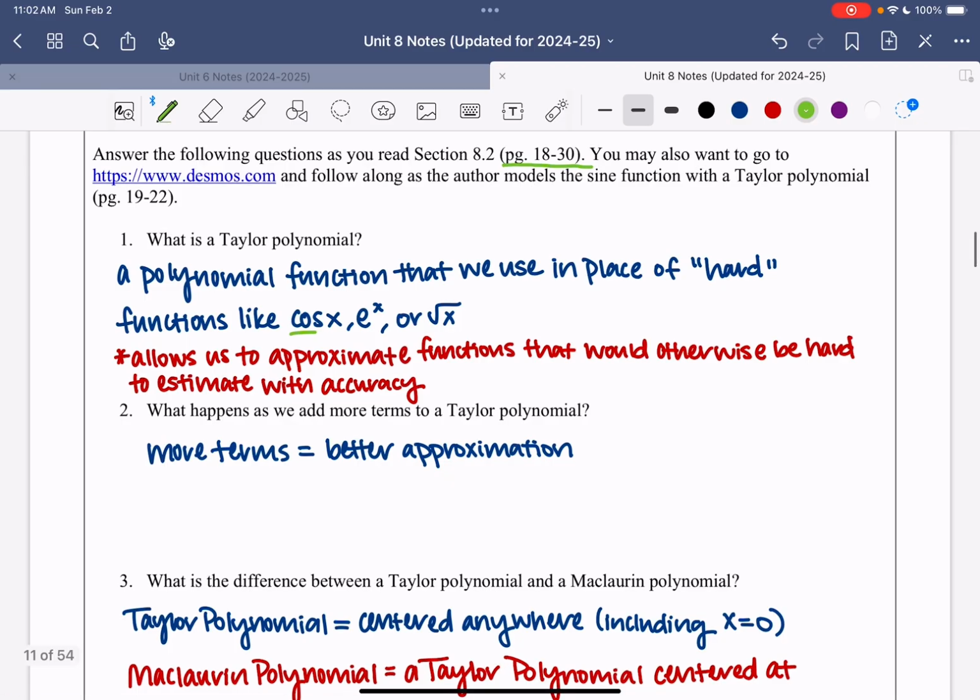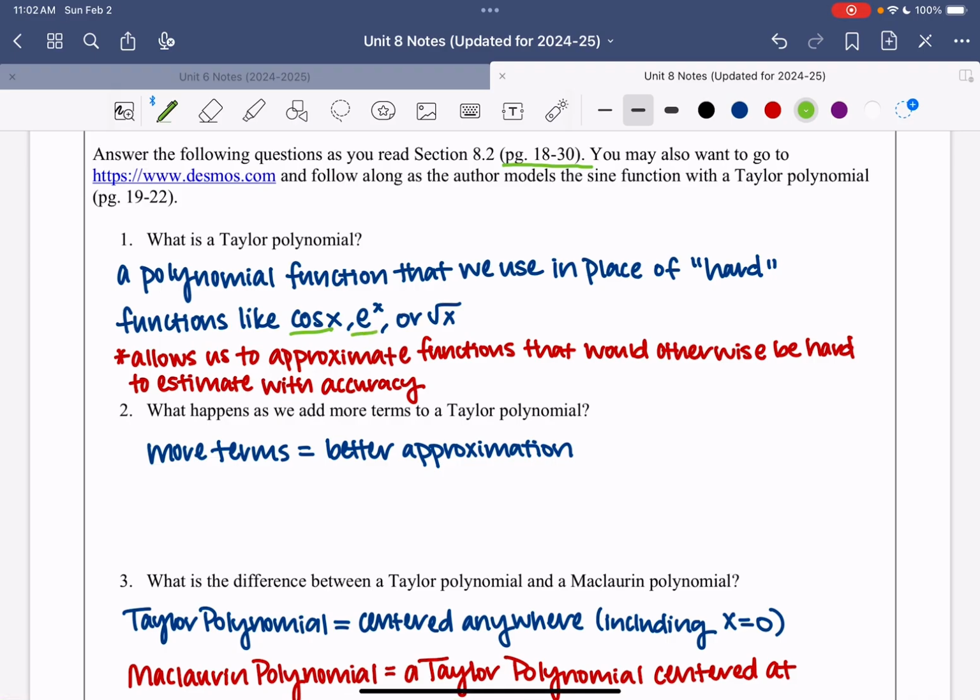For instance, cosine x is difficult to estimate because we can only really use specific radian input values where we get out nice values from the unit circle. Plugging in pi over 3, that's great, we get something nice out. But if I plug in 4, 4 isn't necessarily a nice radian value that's going to give us something on the unit circle, so it's hard to approximate what cosine of 4 would be.